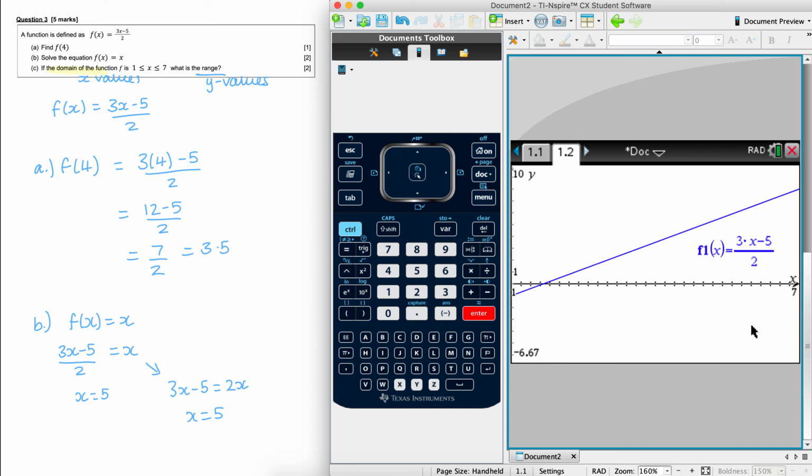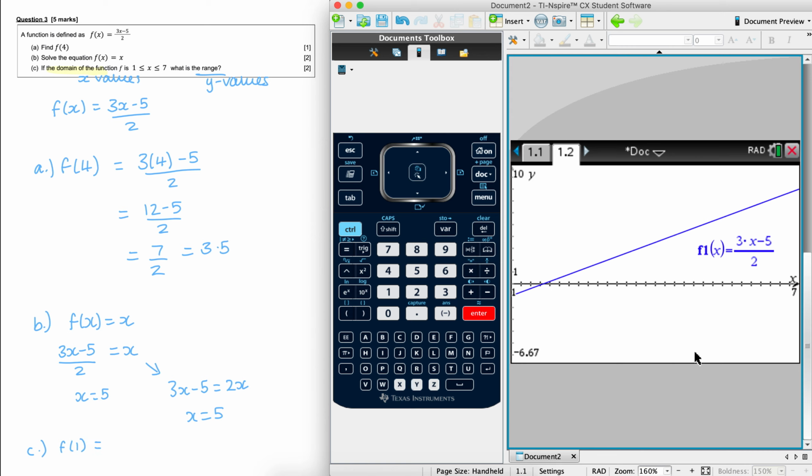So to find the range, we need to find what is the y value at 1 and what is the y value at 7. Now the reason we graph it first is in case there's a peak in the middle, like if it was a quadratic, in which case it's not as simple as just subbing in the two ends, 1 and 7. So that's why we do the graphing first. But in this case, it is that easy. So we're needing to find what is f of 1.